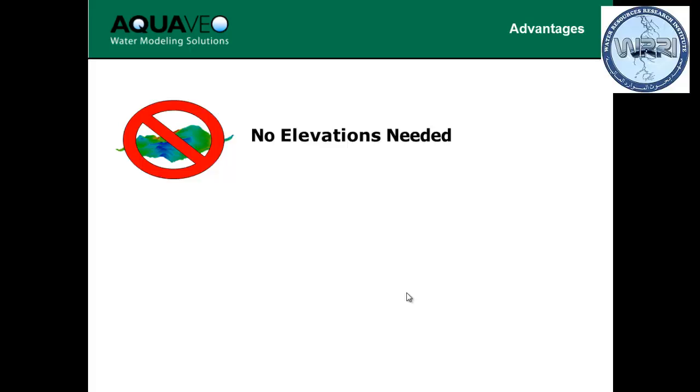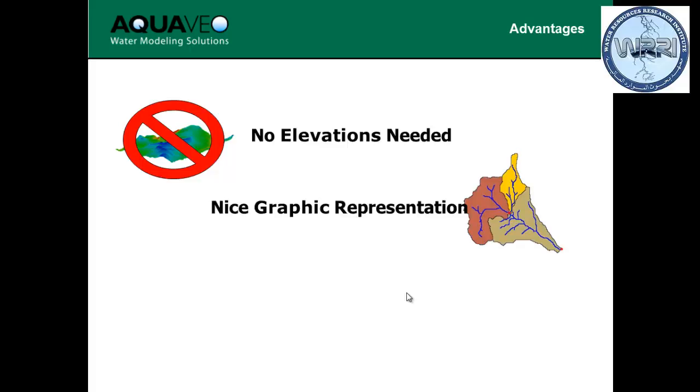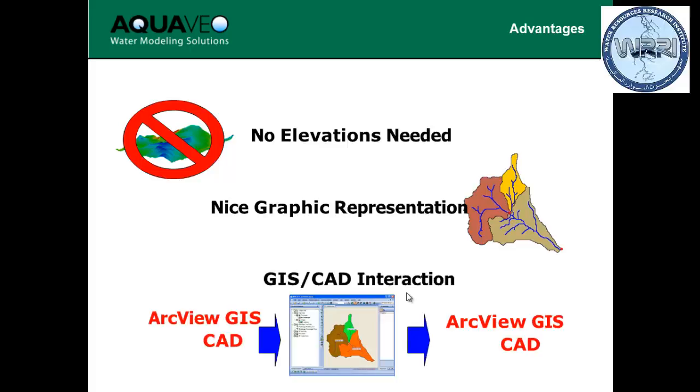Now, we've been talking about map-based watershed modeling. So that's watershed modeling without worrying about any DEM data. It's not automatic. It's manual map-based watershed modeling. The advantages of map-based modeling are no elevations are needed, it's a nice representation of your watershed, you can compute your areas, and it's good if you have CAD data and GIS data. You can bring that in and convert that to the map module and do your map-based model.